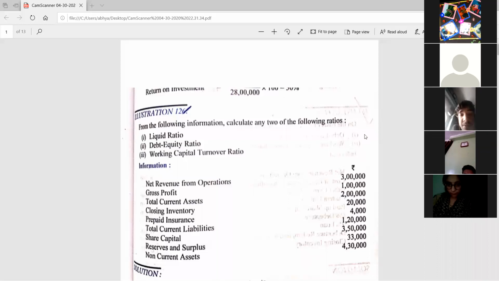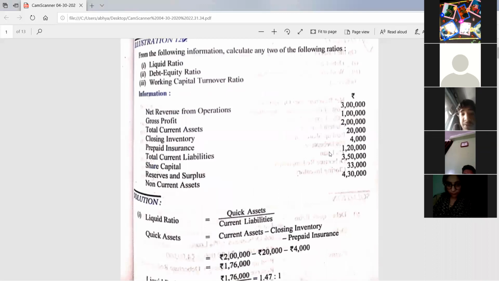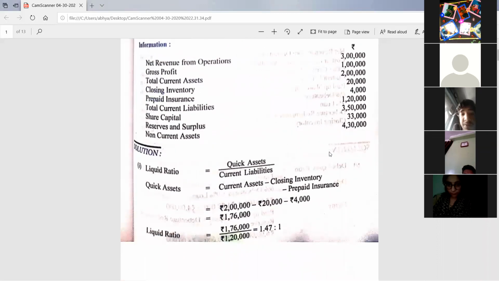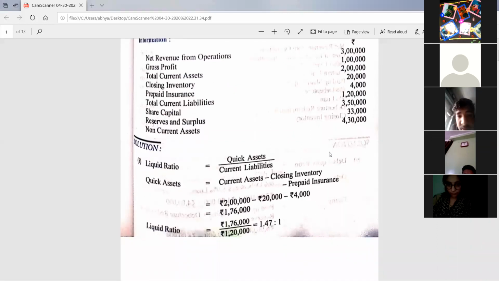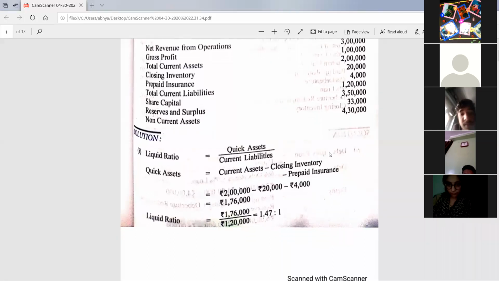So here the question is, and I'm just explaining the answer. Quick assets here are 1,76,000, and liquid ratio here is 1.47:1. Just tell me this is correct or not. I'll send this PDF later on in group. So just here tell me your answer is correct or not. Yes, 1.47:1 is the liquid ratio.